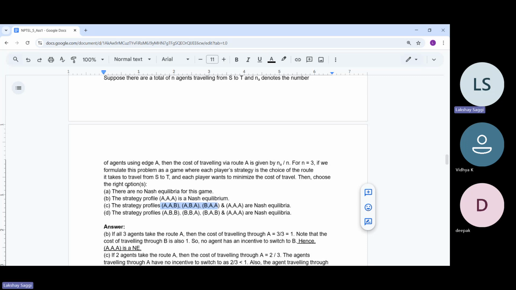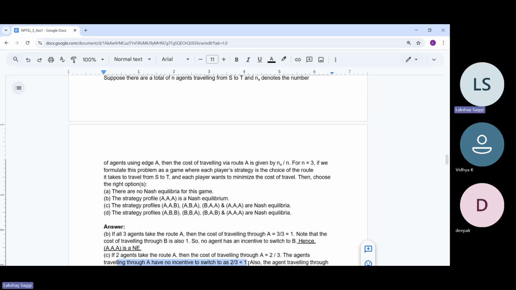Note that if two players are taking the route A and one player is taking the route B, then the fraction of people taking route A is equal to 2 by 3. So the cost of traveling through A will be equal to 2 by 3. What this means is that the agents who are going through A are paying a cost of 2 by 3. So they won't have any real incentive to switch to B, right? Because if they switch to B, they will have to pay a cost of 1. And since 2 by 3 is less than 1, the agents traveling through A will have no incentive to switch.